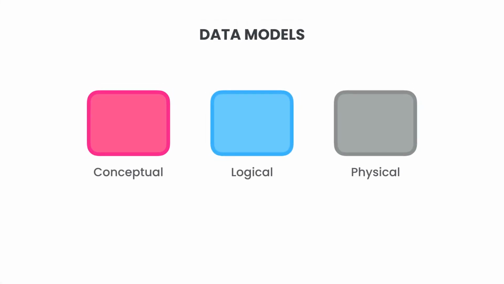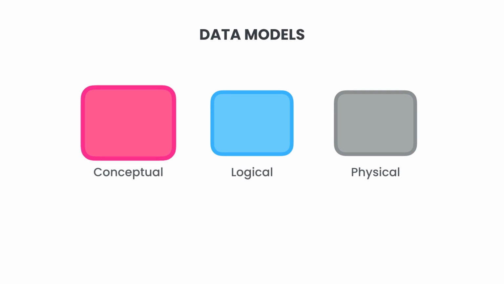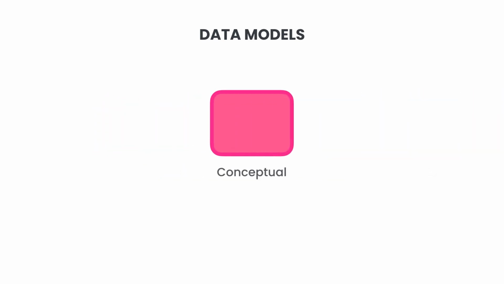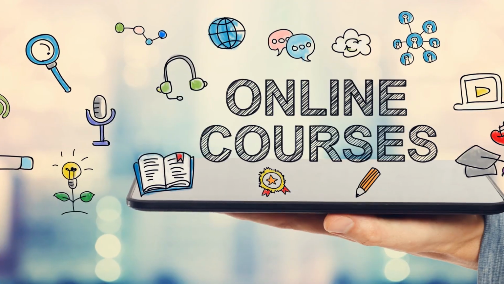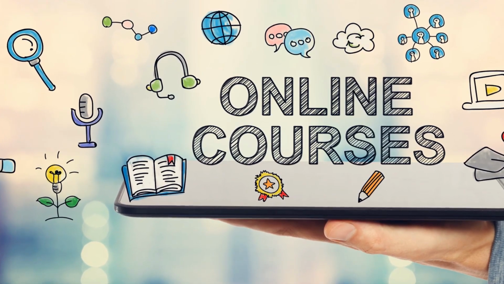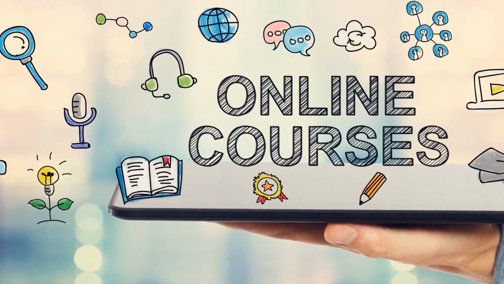In the last lecture, you learned about the three types of data models: conceptual, logical, and physical. In this lecture, we'll be looking at conceptual models. So let's say we want to build a website for selling online courses so people can sign up and enroll in one or more courses.